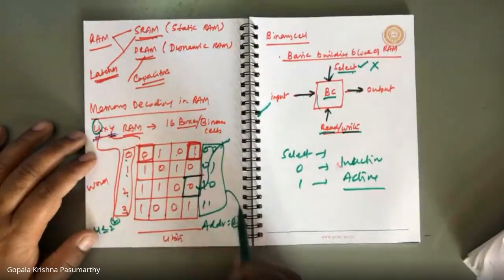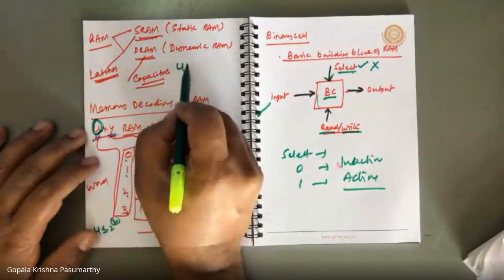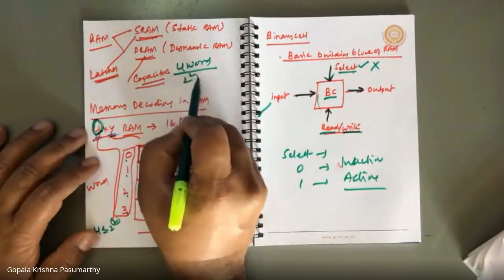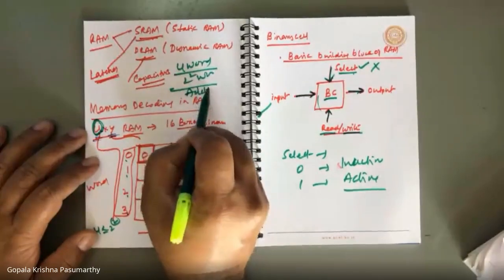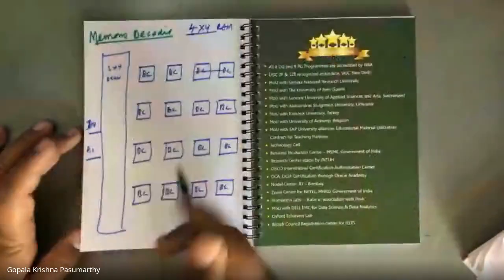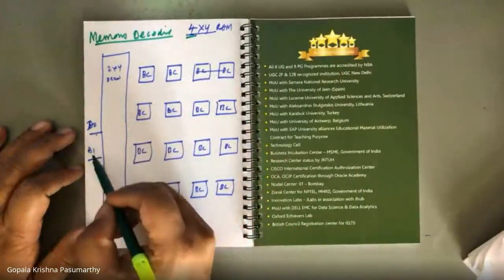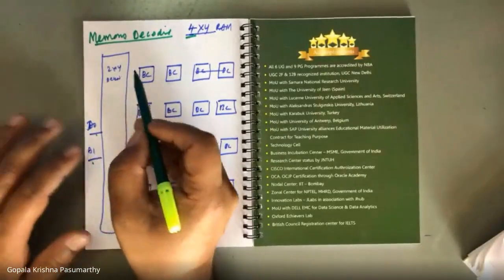What is the size of the address? 2 bits, because 4 words means 2 squared words, so the address is equal to 2 bits. See? Here also, 4 words means the address is 2 bits. This is a 2 by 4 decoder.